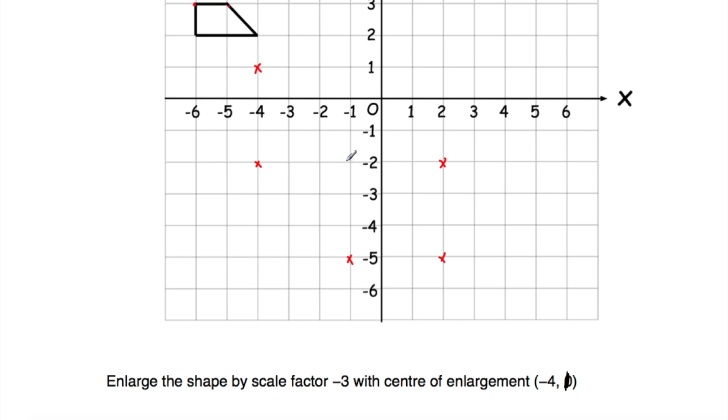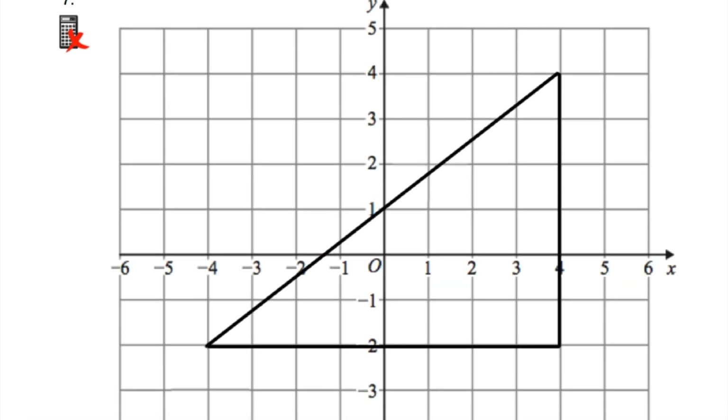So we've now got our 4 points, we can just join them up, and that's going to be our trapezium. So let's do that. And that's it. We've enlarged this shape by scale factor -3 using -4, 1 as the center of enlargement, and that's it. Okay, let's have a look at our next question. Okay, so question number 7.